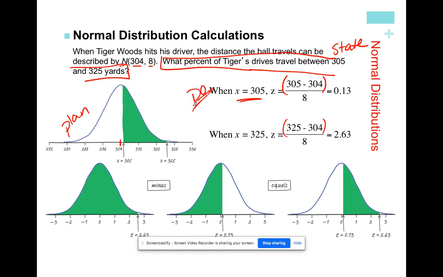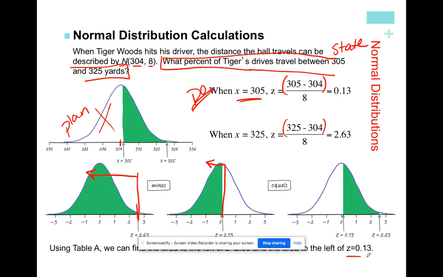So here's our do step. You don't have to show these three curves here. This is just showing us how to find what's in between. But essentially what you're doing with table A is that you look up that z-score of 2.63, and that gives you everything to the left. But we don't want everything to the left because we only want what's in between. So we've got to get rid of this area. So we need to look up the area to the left of 0.13. And then we subtract them. So this giant area minus what we're not interested in gives us what's left in between.